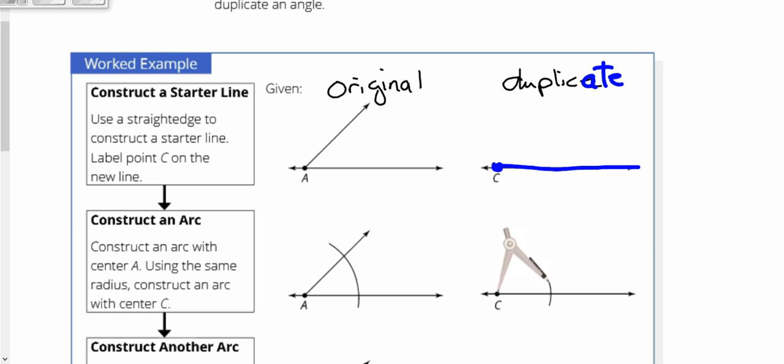Then all you got to do, it does not matter where the arc is, so you put the pointy end on A, and then you're going to construct an arc out that goes through both sides of the original angle. And then you're going to take that same distance and construct your arc on your duplicate.